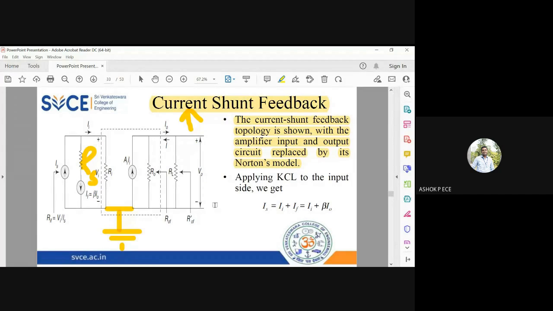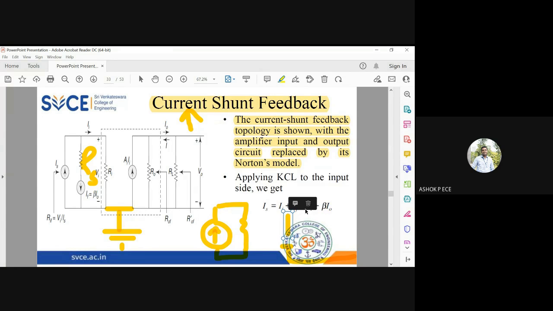Norton circuit: any current source in parallel with a resistance is called a Norton circuit. A voltage source in series with a resistance is called a Thevenin circuit. So here, because we have current shunt feedback, on both sides we have a Norton circuit. I told you why the current source comes on both sides. Whenever a current source comes, we call it Norton's model. A current source parallel to a resistance is Norton's equivalent circuit. A voltage source in series with a resistance is Thevenin's equivalent circuit.